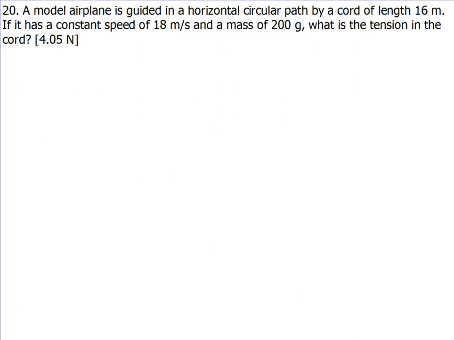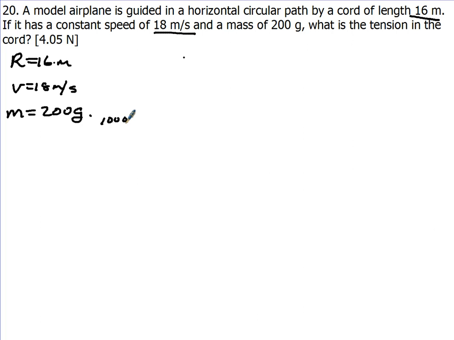Now, a model airplane is guided in a horizontal circular path by a cord of length 16 meters. So R is 16 meters, and it has a constant speed of 18 meters per second and a mass of 200 grams. Now, folks, you know you have to immediately convert this to kilograms. You know 1,000 grams is 1 kilogram. So 200 divided by 1,000 is 0.2 kilograms. I'm looking for the tension in the cord.